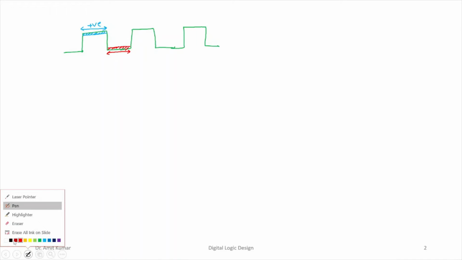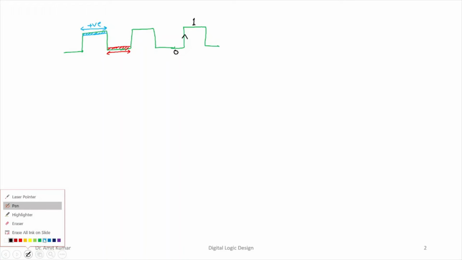In case of an edge triggered device, say if it is a positive edge triggered device, then only at the rising edge, that is when the clock pulse changes its state from active low to active high, right? Only at the positive edge the circuit becomes functional or active. It will process the inputs and generate the output.